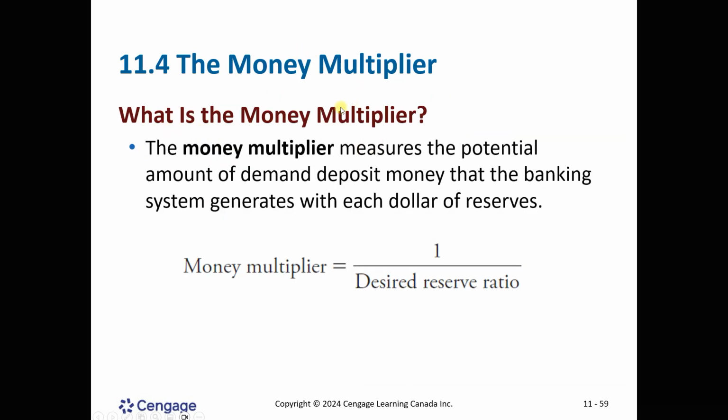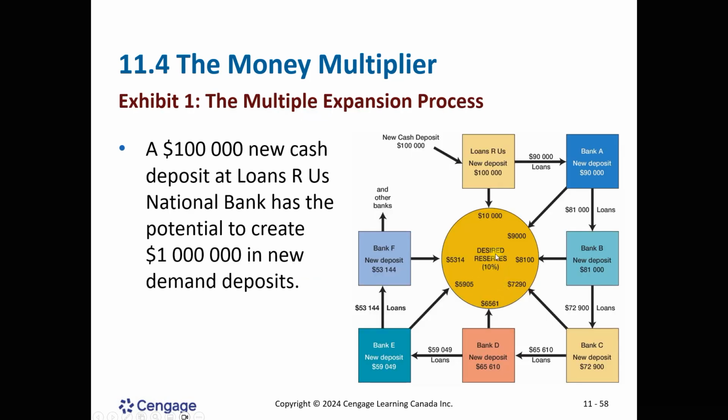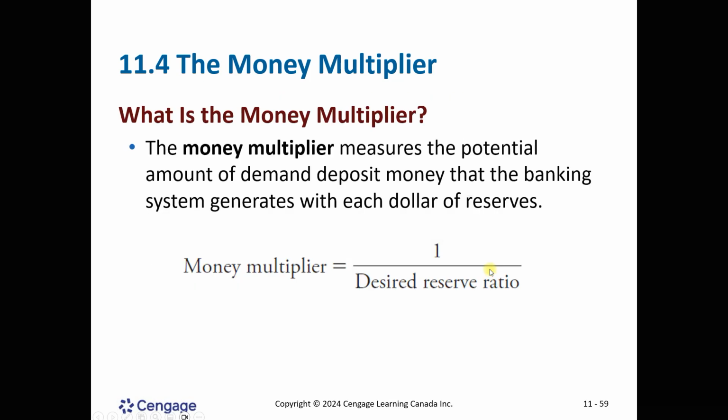So what is the money multiplier? The multiplier measures the potential amount of demand deposit money that the banking system generates with each dollar of reserve. And this is the equation. The money multiplier is simply 1 divided by the desired reserve ratio. In the example we had, the desired reserve ratio was 10%. So the money multiplier here is 1 over 10%.